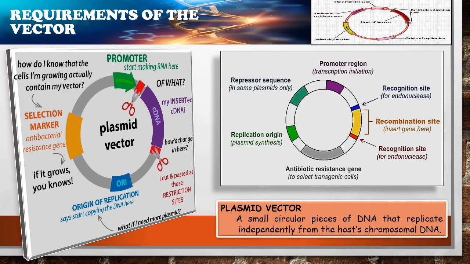The gene to be inserted into the genetically modified organism must be combined with other genetic elements in order for it to work properly. So there are certain requirements of the vector. One of these is to be able to replicate in the host. This site is known as the replication origin. What if I need more plasmids? This part is also called plasmid synthesis or self-replication.